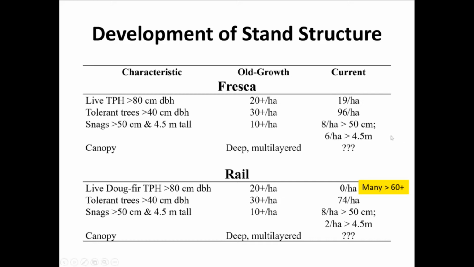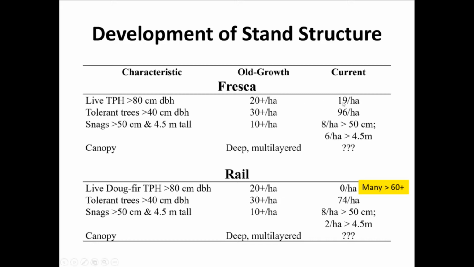So just, this is looking at those old growth characteristics for Fresca and Rail, just two different stands. Fresca is one that had not been thinned previously. Rail's one that had been thinned previously, but they had different species composition, but about the same age up near Forks. So we can see what our targets were.